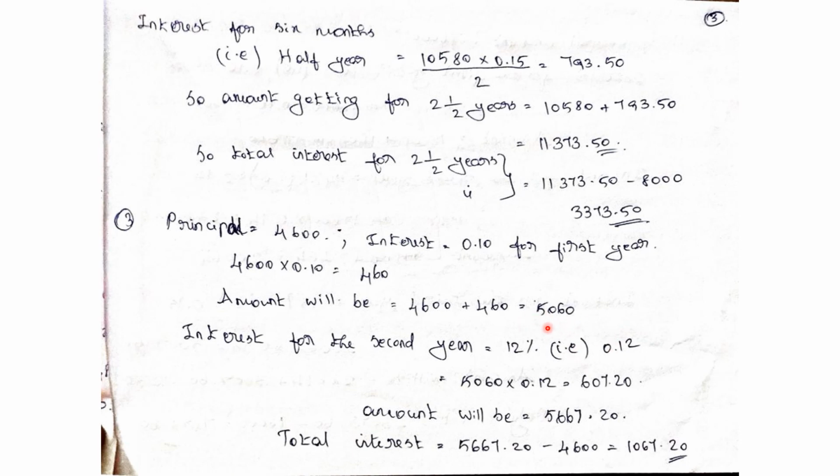Now for the second year we should consider this as the principal amount. So 5,060 into the rate of interest 12%, so 0.12. The answer will be 607.20.